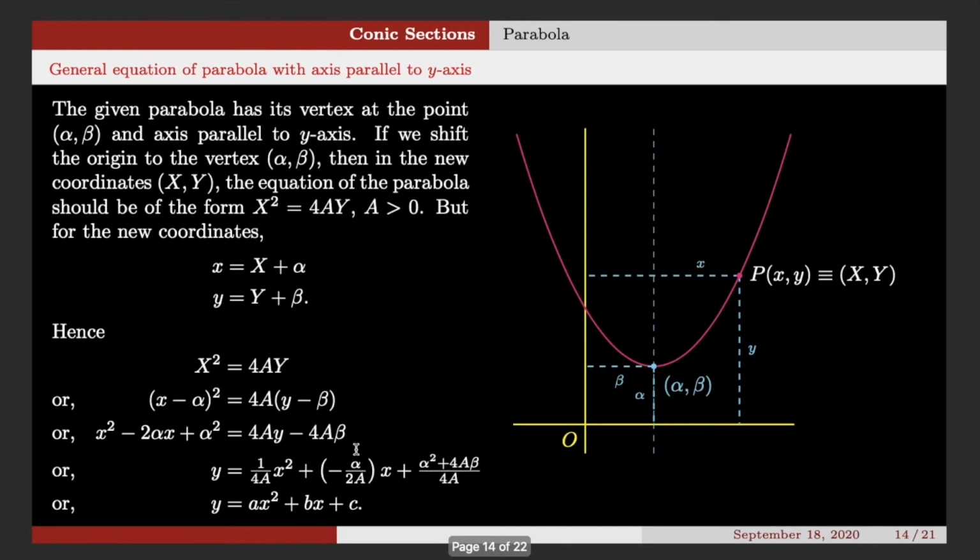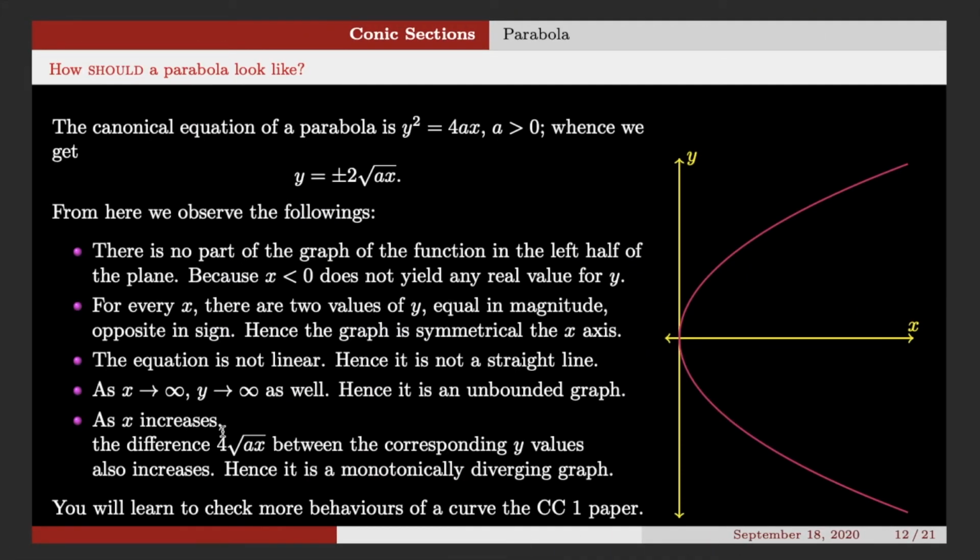So if you remember, in the case of the parabola, for every x there are two values of y, equal in magnitude and opposite in sign. So that means the graph was symmetrical about the x-axis.